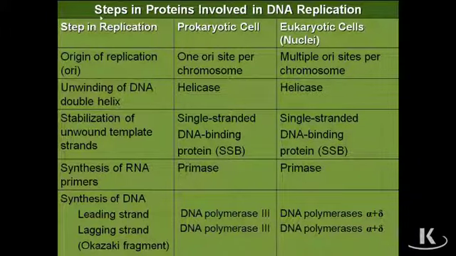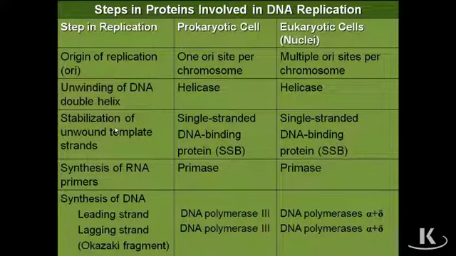So, to reiterate the steps involved in DNA replication: the origin of replication. In prokaryotic cells, there's going to be one single ORI site, which stands for origin, on each of those bacterial chromosomes. Most bacteria have one chromosome. In eukaryotic cells, there are multiple origins of replication, or ORI sites, on each chromosome. How is the DNA helix unwound? Well, it's the job of DNA helicase for both prokaryotic and eukaryotic cells.